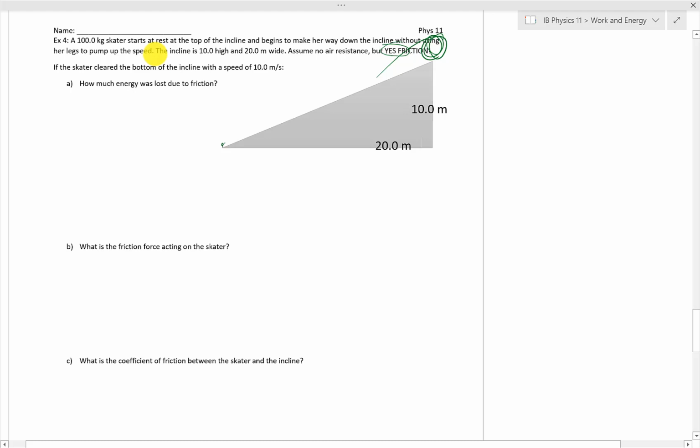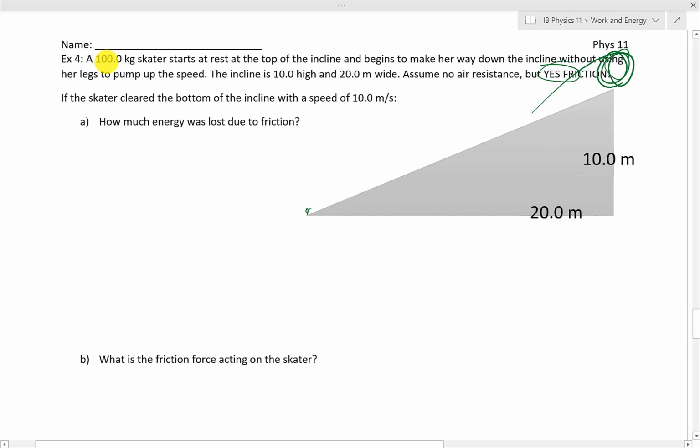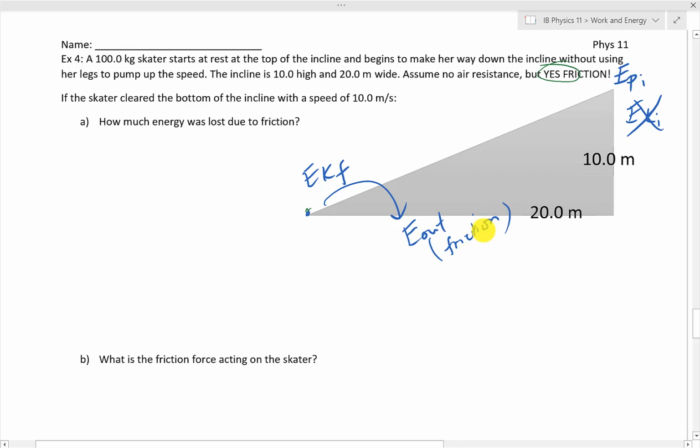Okay, so I will do the solutions on Fast Play. At the very top of the incline, we have full potential energy, no kinetic energy. All that potential energy gets converted to kinetic energy at the bottom of the incline. So no potential energy left, but then some energy is lost due to friction.